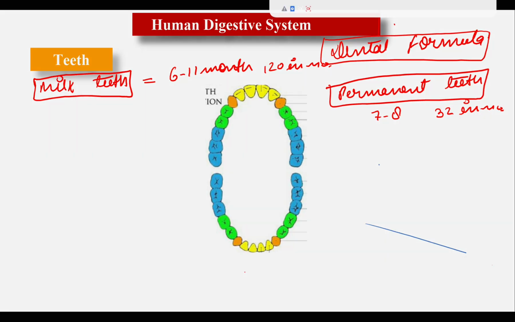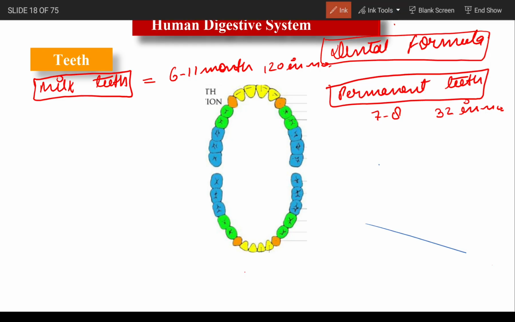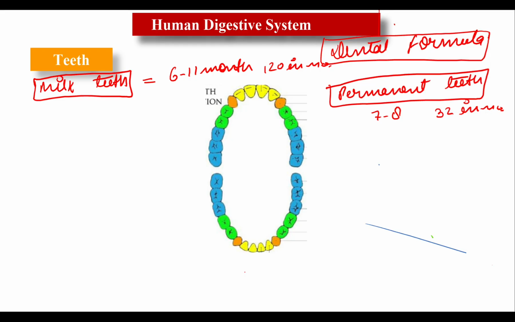Let me write it there. So first of all, let me tell you about the formula of permanent teeth. How will you count? Here, incisor, incisor, incisor, incisor. These teeth are known as the canine. These two are the premolars, and these are the molars.